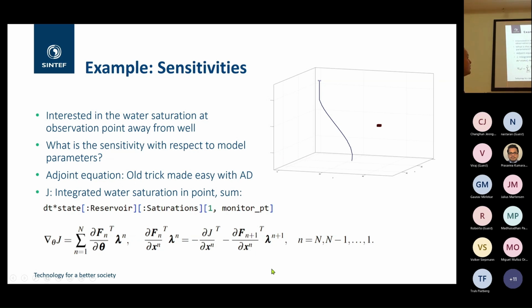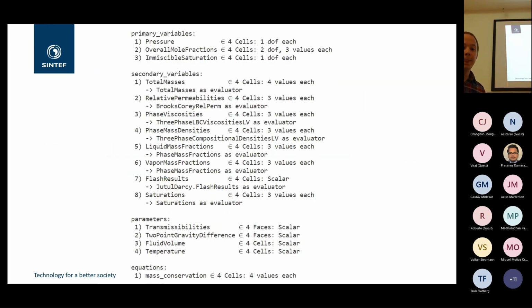And from that, it's the standard trick with adjoints. You do a forward simulation, you do a backward simulation, and you get the gradients of this objective function with respect to any parameter you want to look at.